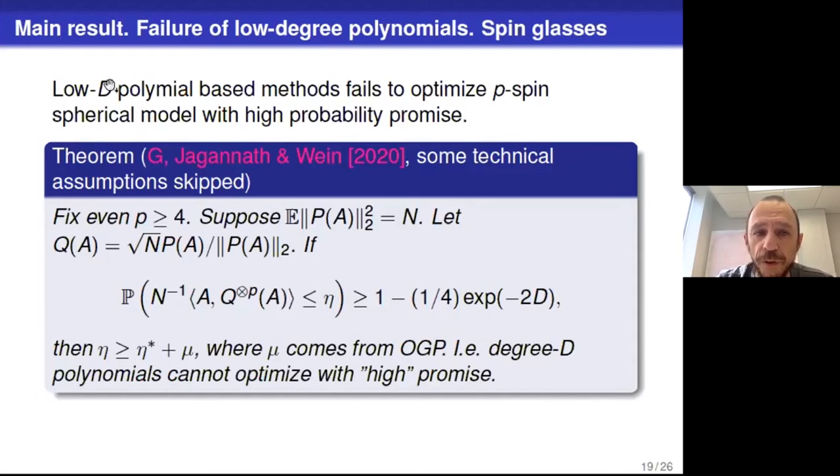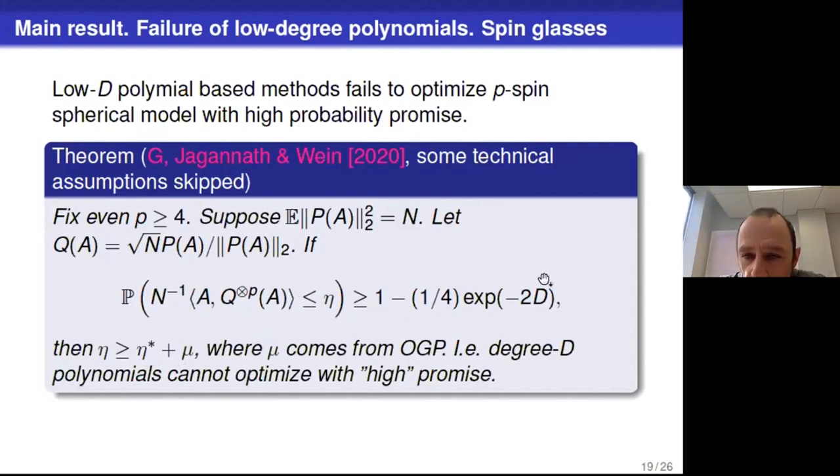When you deal with polynomials of degree at most d, then this value eta cannot be better than the value implied by the overlap gap property. So when mu comes from the overlap gap property, this point where the solution space splits into clusters with large distances, that value cannot be broken.